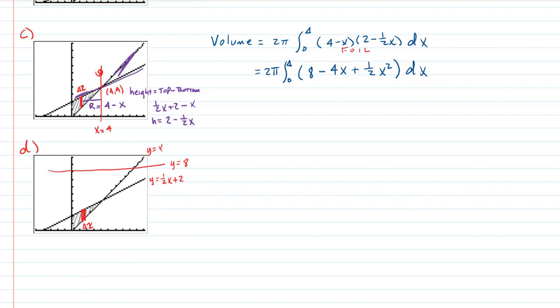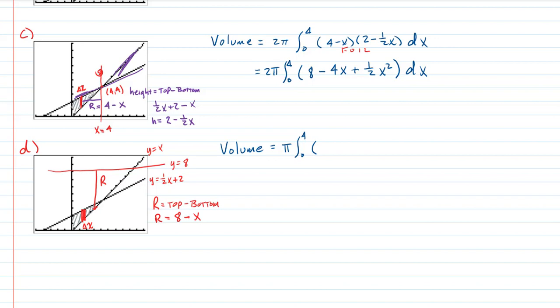We determine the bounds by looking at the shaded area along the x-axis. And remember, for the washer method, we use pi times the integral from 0 to 4 of our outer radius squared. And the outer radius here is the distance from the axis of revolution to this function right there. That function is y equals x. To get the length of the outer radius, we take the top function minus the bottom function. For the outer radius, the top function is y equals 8, and the bottom function is y equals x.